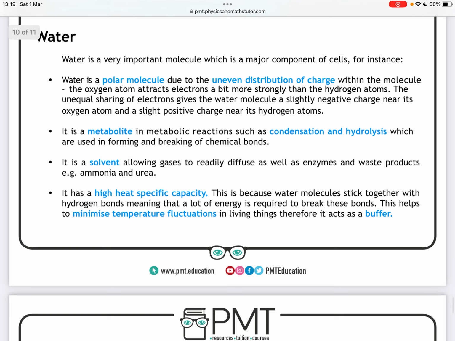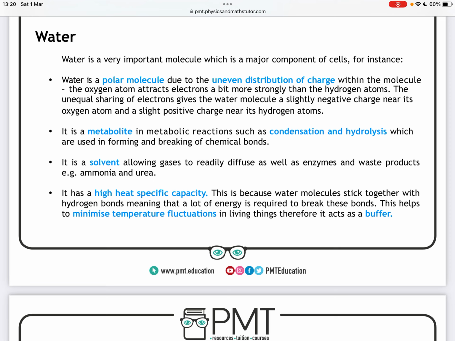Then we're going to go to the water. What do you know about water? We know that water is a very important molecule, which is a major component of cells. For instance, we need to know that water is a polar molecule, due to the uneven distribution of charge within the molecule. The oxygen atom attracts electrons a bit more strongly than the hydrogen atoms. So the unequal sharing of electrons gives the water molecule a slightly negative charge near its oxygen atom and a slightly positive charge near its hydrogen atoms.